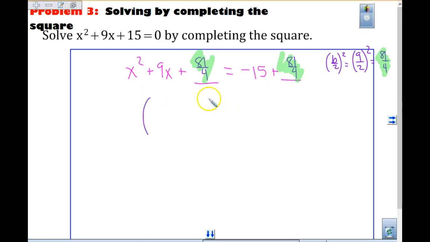Here's the other part. I am now looking at saying something squared equals. Now on this side, definitely, if I want to add these together, I might get that. Let's get a common denominator of 4. So this is 15 over 1, right? So if I multiply them both by 4.